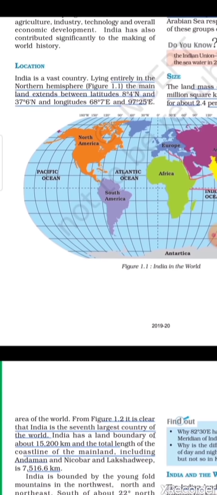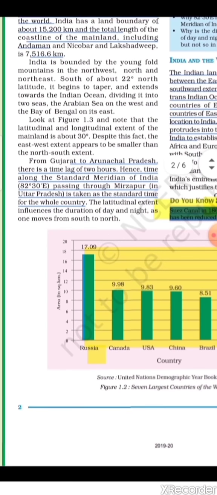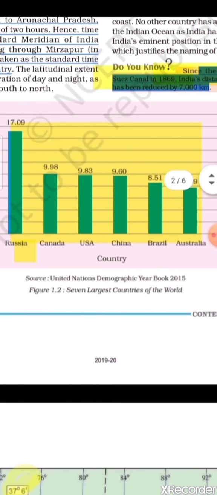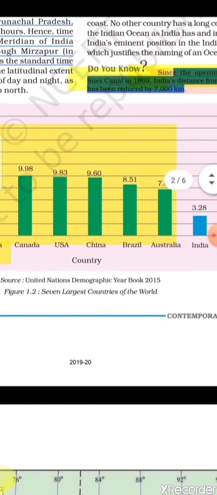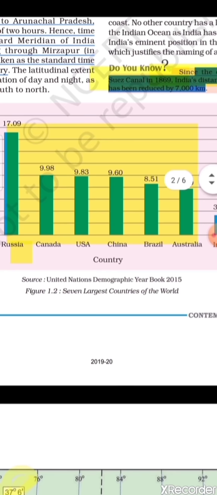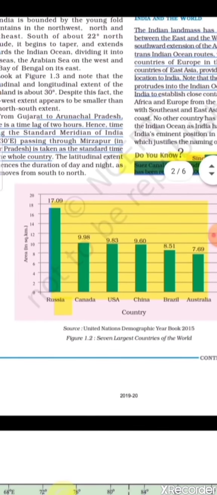Students, do you know the names of the countries which are larger than our country? The names of these countries are Russia, Canada, USA, China, Brazil, Australia. These are the countries which are larger than India in terms of area.